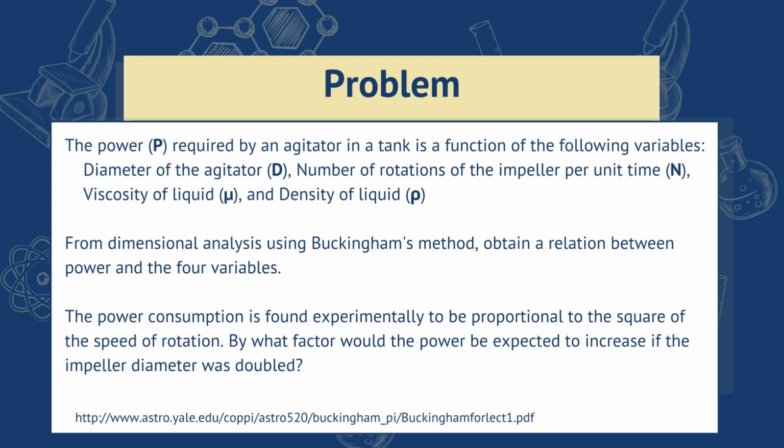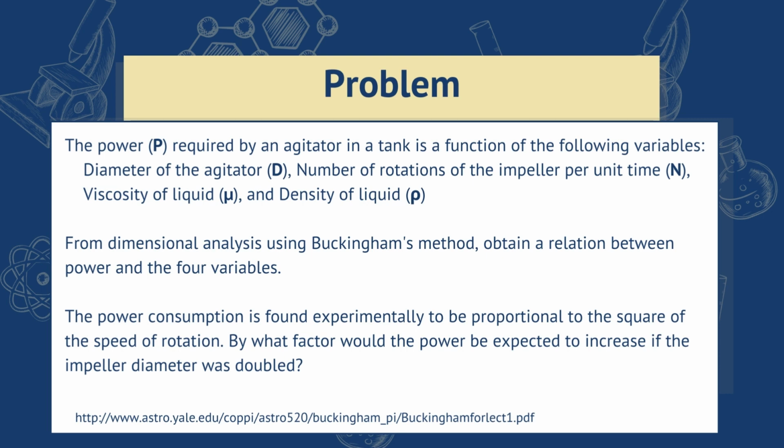The power P required by an agitator in a tank is a function of the following variables: diameter of the agitator d, the number of rotations of the impeller per unit time n, viscosity of the liquid mu, and density of liquid rho. From dimensional analysis using Buckingham's method, obtain a relation between the power and the four variables.